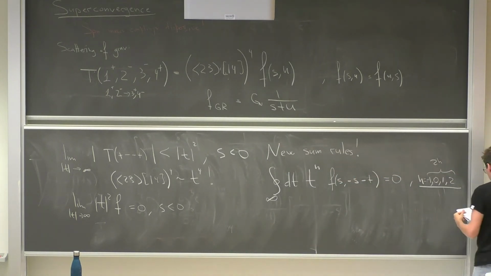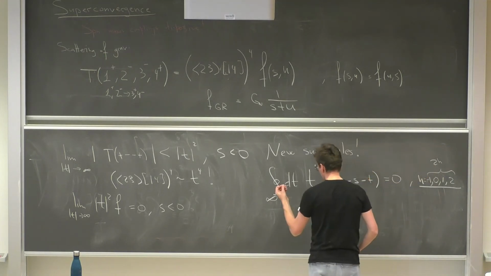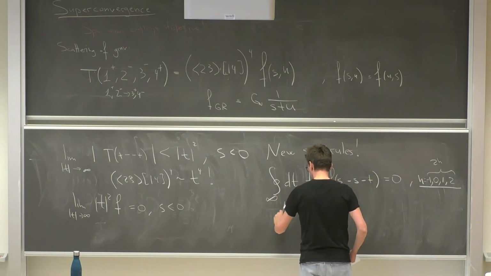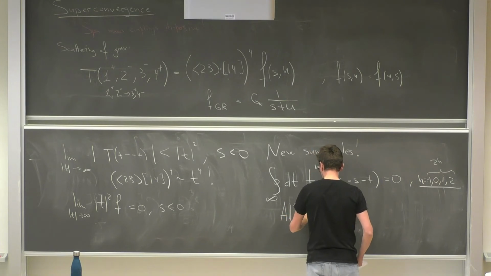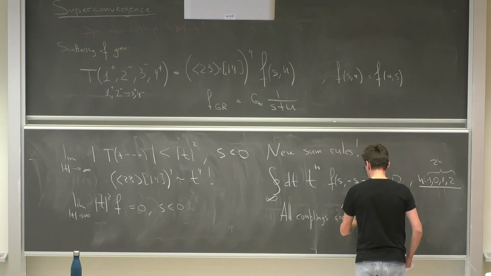So in fact, what you find if you write down the sum rules is that in gravity, for the scattering of gravitons, all couplings are dispersive.